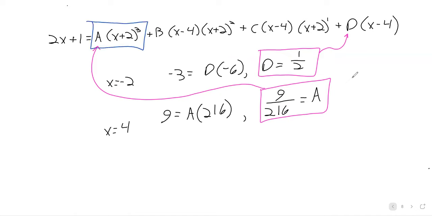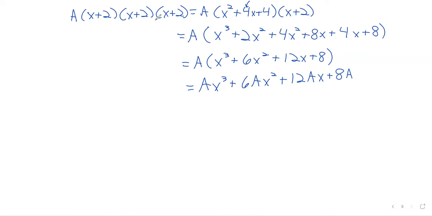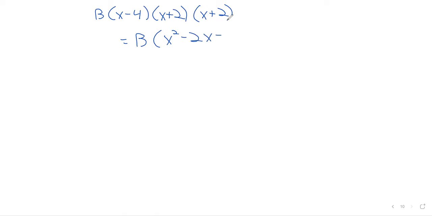We've seen what this looks like. Now we have B times x minus 4 times x plus 2. x plus 2 raised to a power, x plus 2 times x plus 2. So x squared minus 4x plus 2x is minus 2x minus 8 times x plus 2.